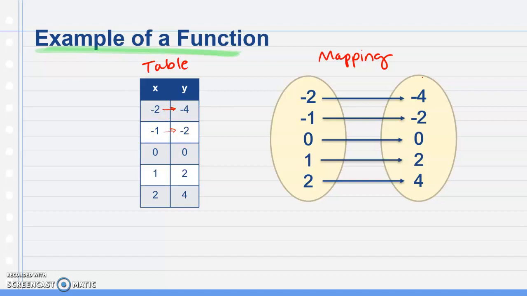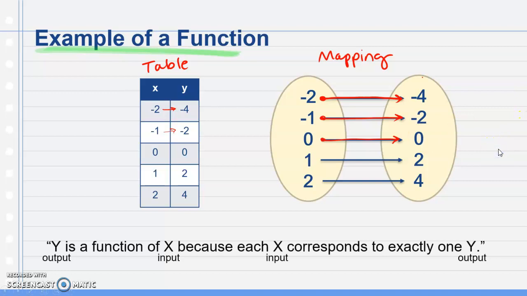Some things I want you to note is that we have one arrow going from each and every input value. So this is a function because every input has exactly one output. You will see this phrase again in Pearson when you're doing your work: y is a function of x. So y is the output. It makes sense because every x corresponds to exactly one y.